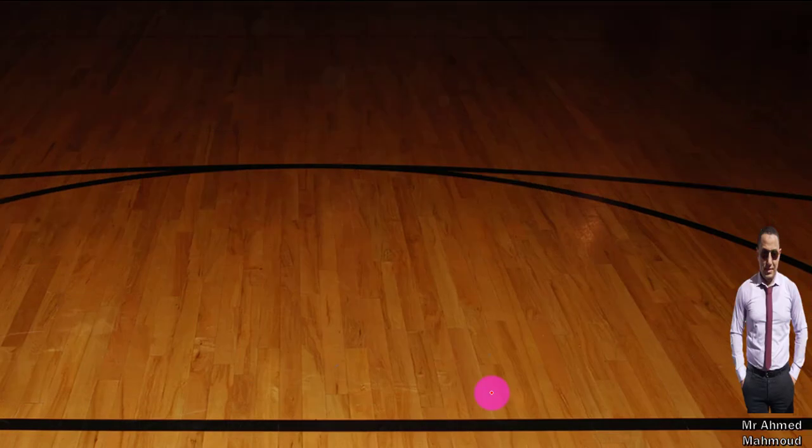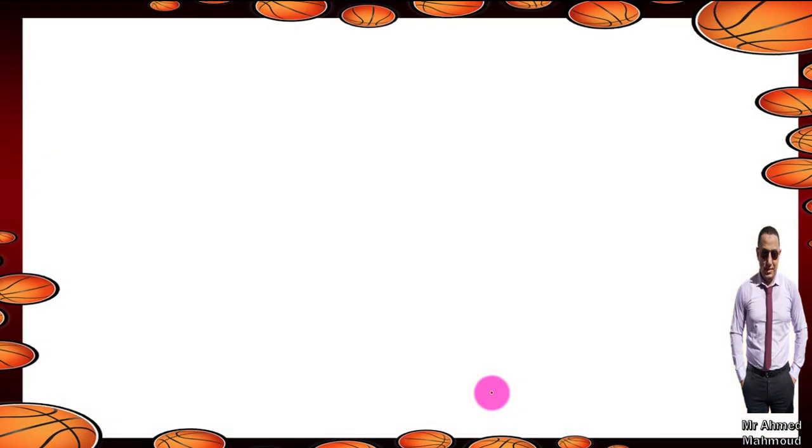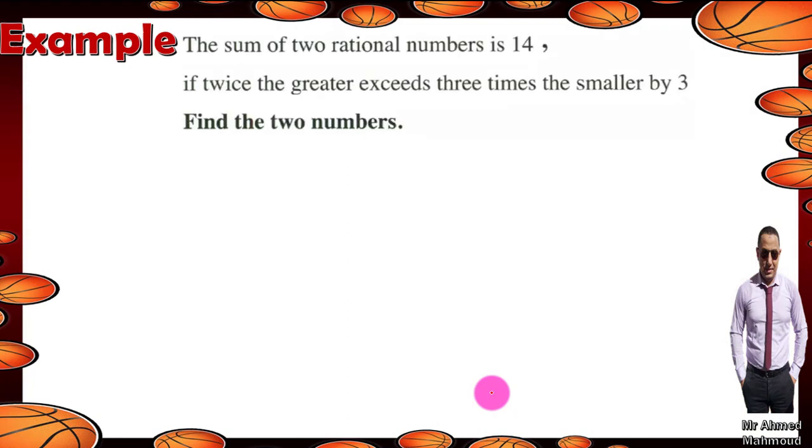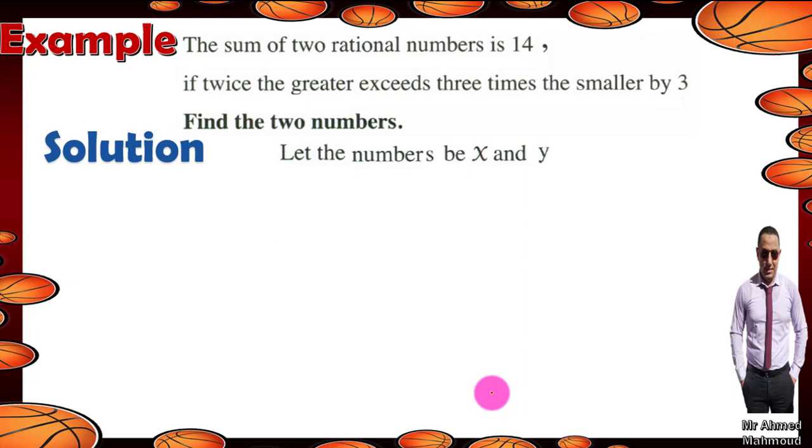Okay, in this example: the sum of two rational numbers is 14. If twice the greater exceeds 3 times the smaller by 3, find the two numbers. As we can see, kids, he is talking about two different numbers, so we always name the two numbers x and y. So the first step is to say: let the two numbers be x and y. This is the first thing in the solution.